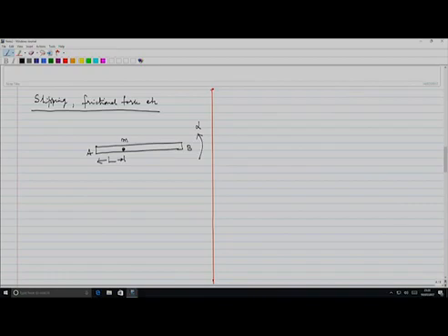Now, the rod rotates about A with a constant angular acceleration. This is given. The symbol for angular acceleration is generally alpha, which you must be knowing, which is constant. Mu is the coefficient of friction.